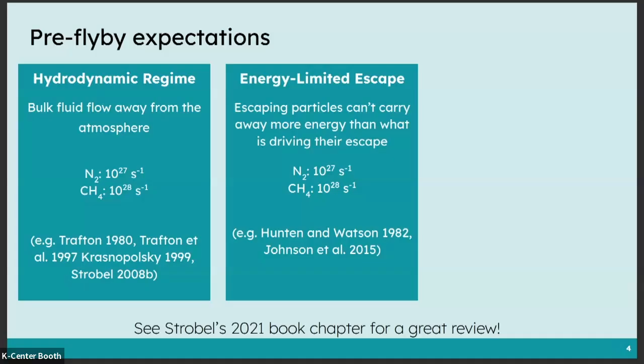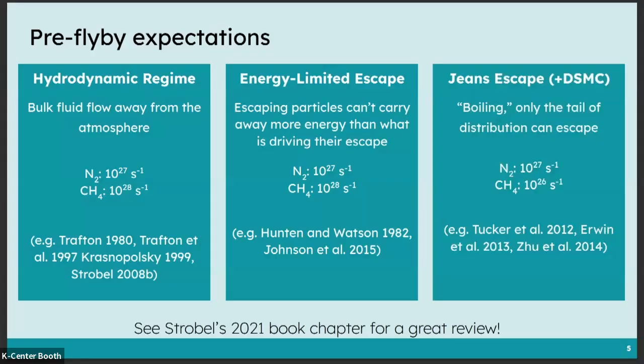Essentially, the escaping particles can't carry off any more energy than what is driving their escape. In this scenario, it's solar insolation and UV insolation that's driving the escape. And so you can use that as an upper limit for the escape that might be happening. You can see you get similar escape rates for both nitrogen and methane when you use that framework.